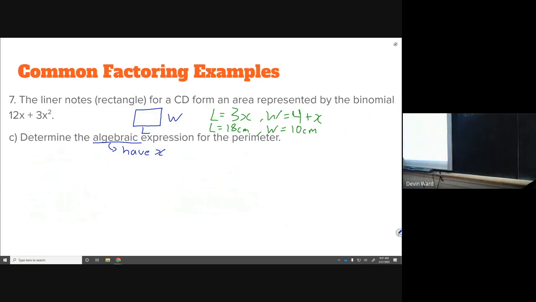Perfect. So our perimeter equals our side plus our side plus our side plus our side. I'm just going to call it L plus W. So L plus W plus L plus W. So just add up all our sides together. If you do 2L plus 2W, you'll get the same answer.